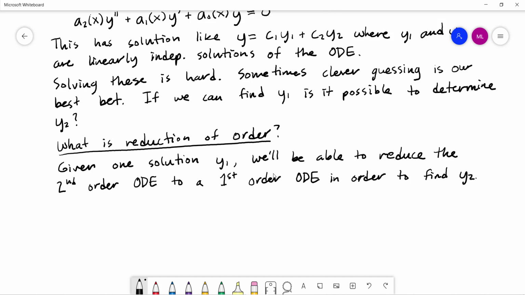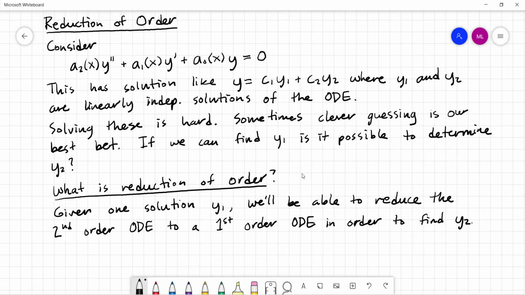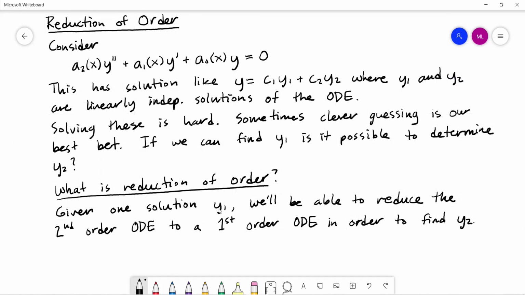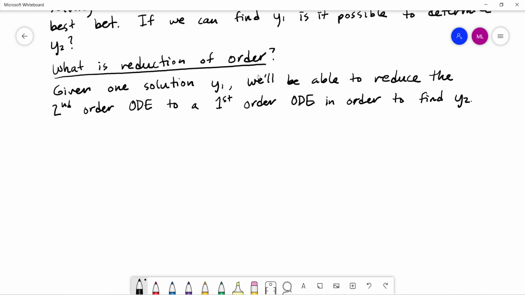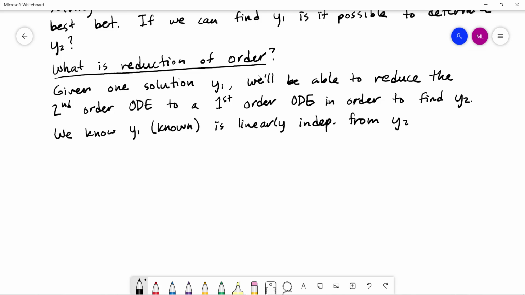Let's think about what we know about y1 and y2. The only thing that we know, so y1 is known, y2 is unknown, we're trying to solve it. And all we know right now is that they must be linearly independent solutions. So let's start with that idea of linear independence. We know that y1, which is known, is linearly independent from y2, which is, as we said, unknown, the thing that we're trying to find.